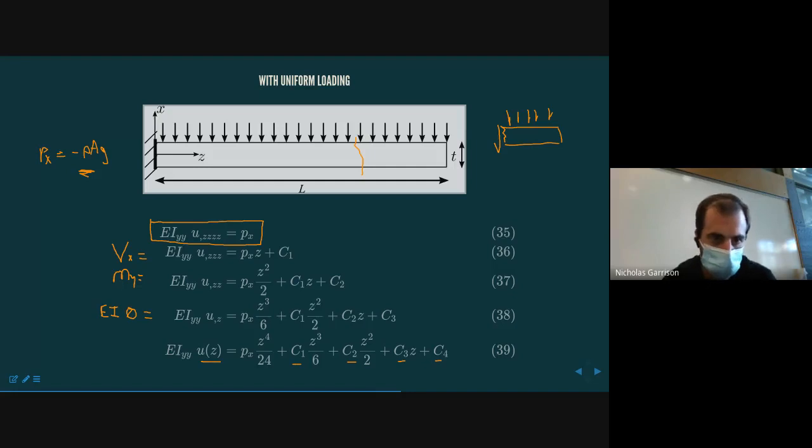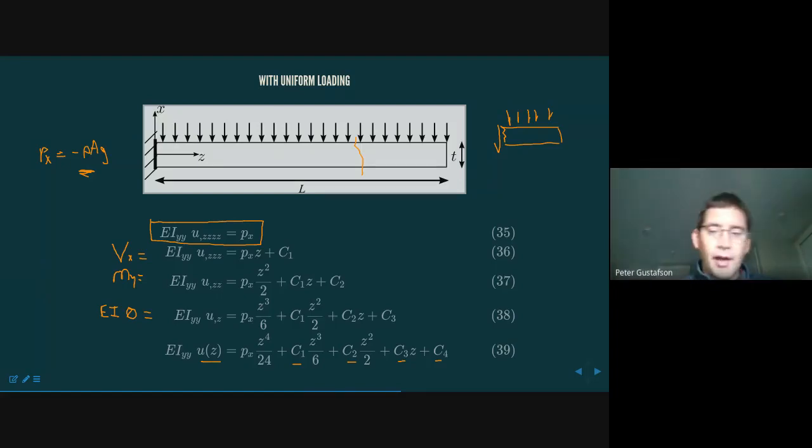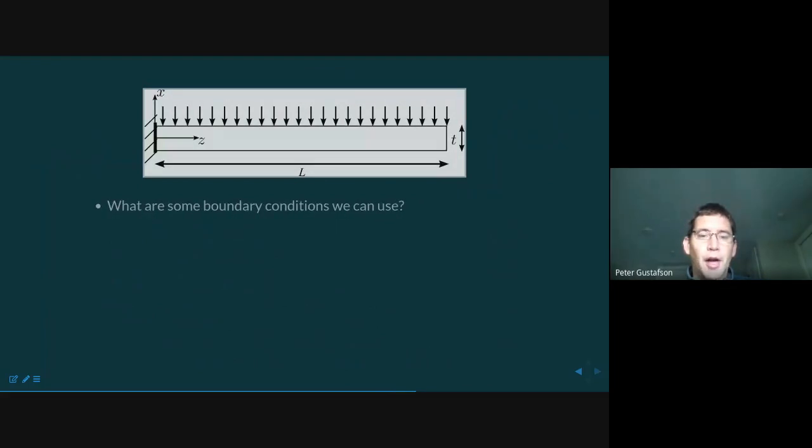You could say the slope or deflection at the origin is 0. Excellent. I see that was Nicholas. Thank you, Nicholas, for stating that. I would say that's a really good observation, so we'll use that first.